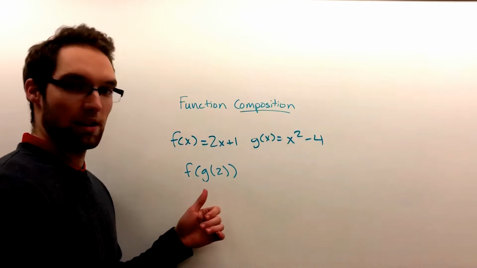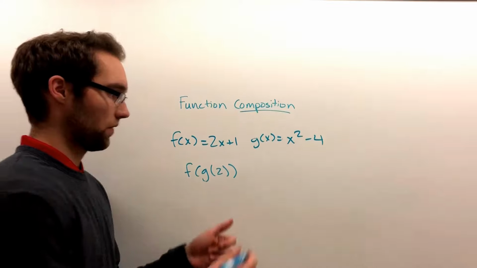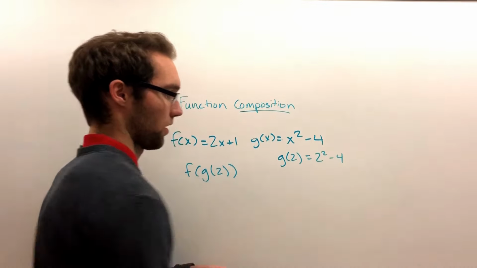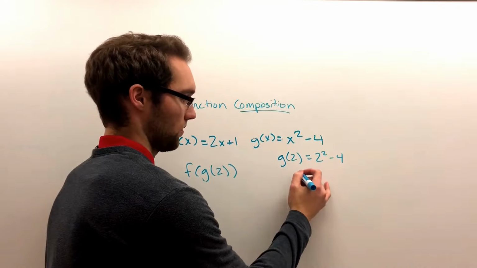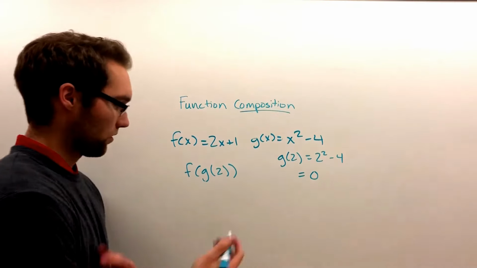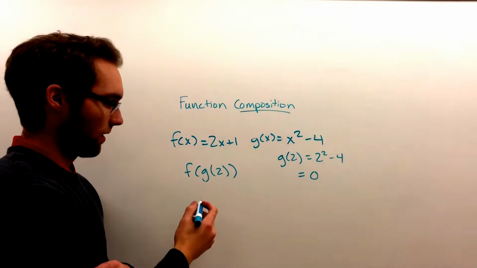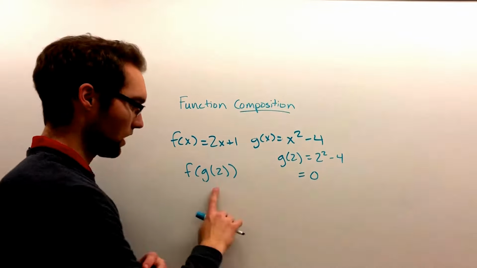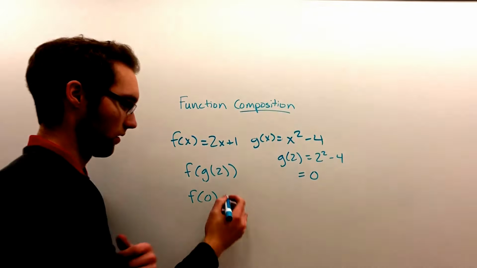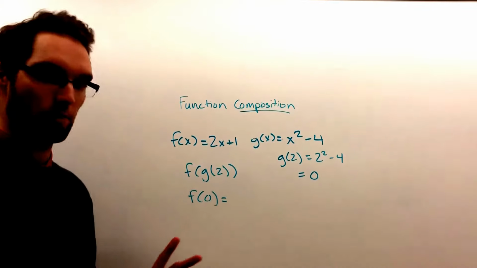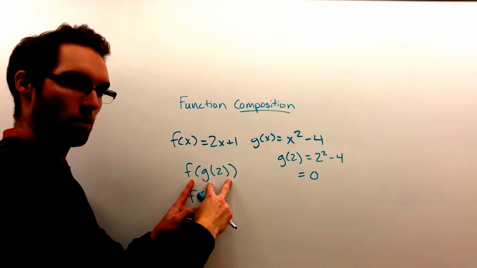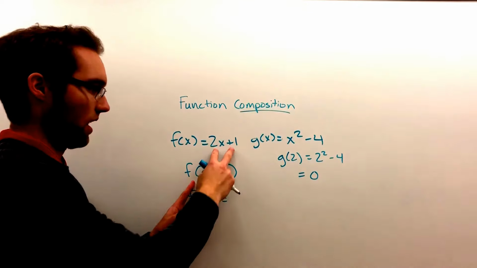So what I'm going to do is show you guys the other way, which is find what g of 2 is first. So g of 2 is equal to 2 squared minus 4. Okay, so g of 2 is equal to 0, since 2 squared is 4, minus 4 is 0. So now you can take that 0 and just plug it into f. So now we're going to find f of 0. Follow me on these steps. We were doing f of g of 2, which meant that we were going to plug in g of 2 for every x in f of x.